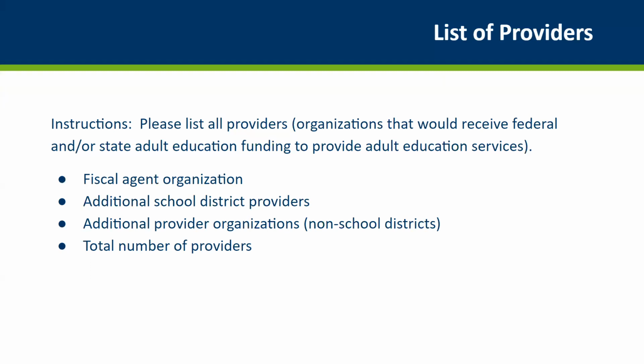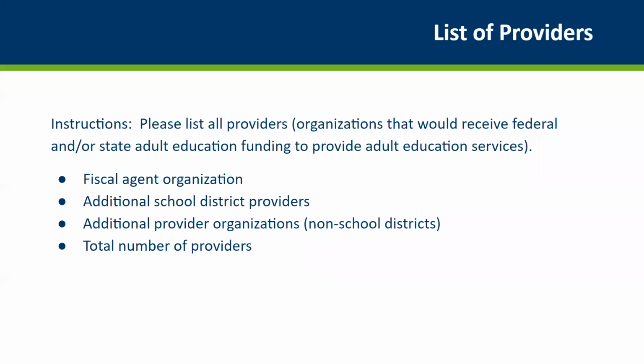So the list of providers, these are the instructions, basically to list all of the providers that are being included in the application. And as we've already touched on, but I think it's important to note again, the way we are using the word provider is to mean any organization that would receive federal adult education funding and/or state adult education funding to provide adult education services. In other words, any entity that hires their own instructors and delivers their own adult education instruction.